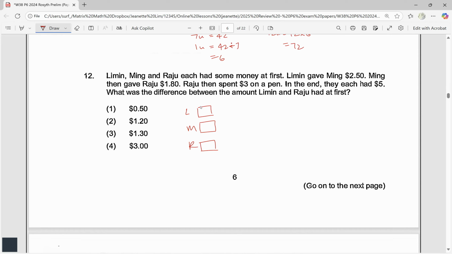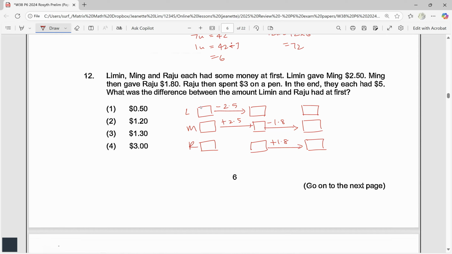Okay, then the first change is that Lee gave Ming $2.50, so Lee is minus 2.50 and Ming would be plus 2.50. And then Ming gave Raju $1.80, so Ming is minus 1.80. Raju receives 1.80. Raju then spent $3 on a pen.